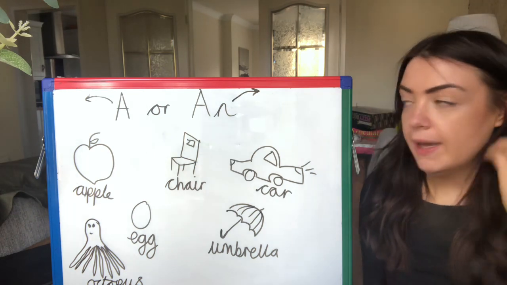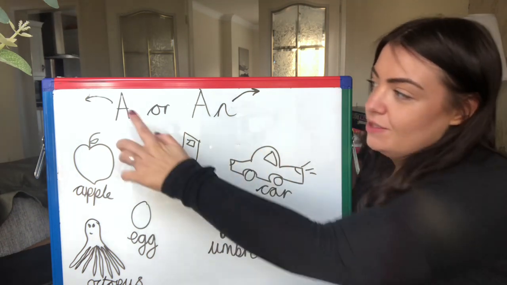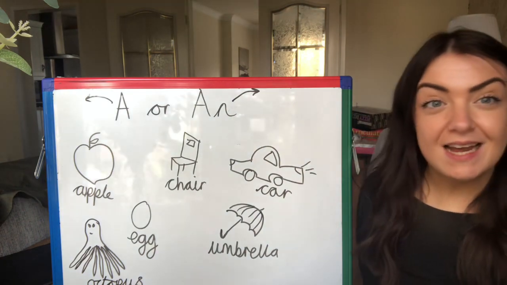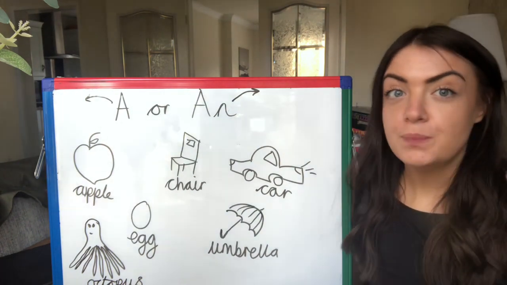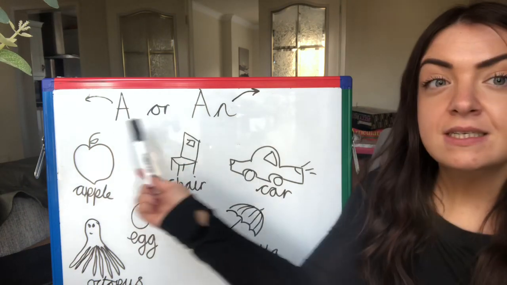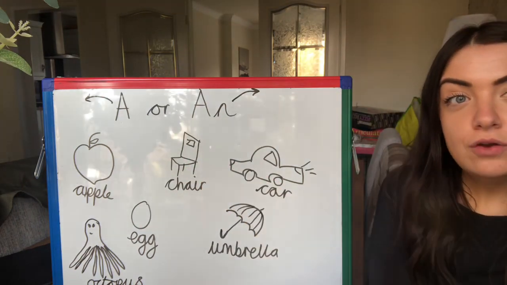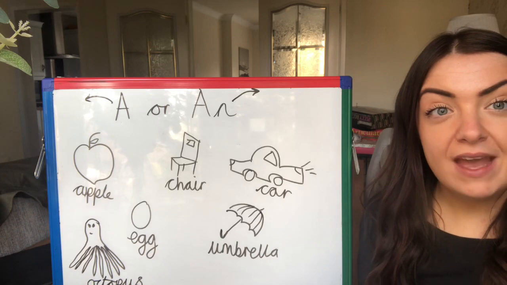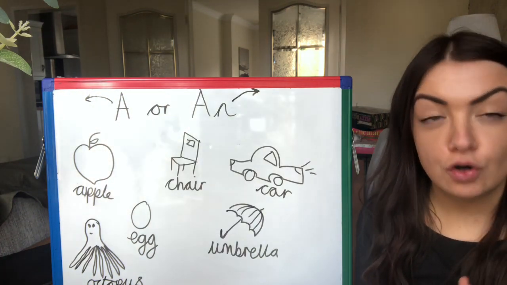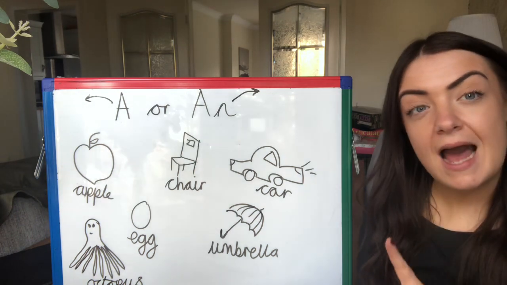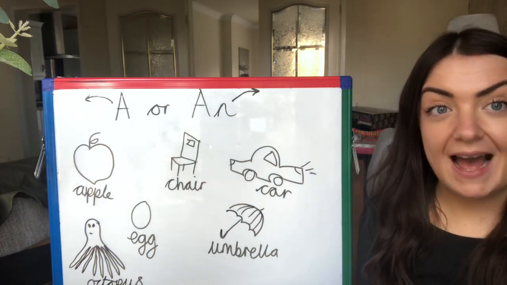So what we're going to be thinking about this morning are these two little words on my board here. Now they're very little words but they cause some people a lot of trouble. So these words are a and an. They are known as determiners and they go in front of a noun. Now you need to make sure that you know when to use a and when to use an.